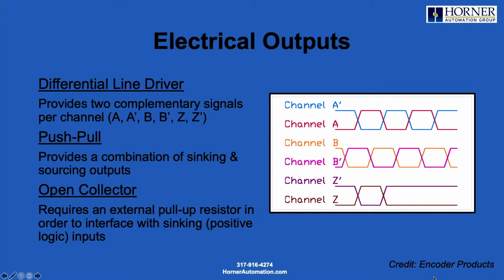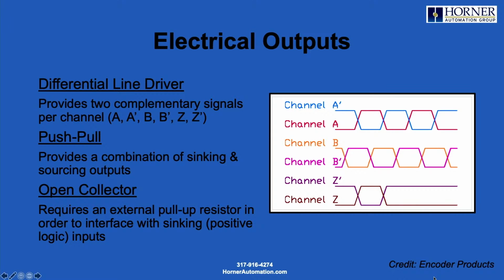Now, most encoder manufacturers have multiple options when it comes to the electrical output of their incremental encoders. For instance, a differential line driver is a very common output. In that scenario, for every pulse, you're going to get a complementary pair of signals. For the A pulse, you get an A and an A not signal. For the B pulse, a B and a B not signal. For the Z pulse, a Z and a Z not signal.